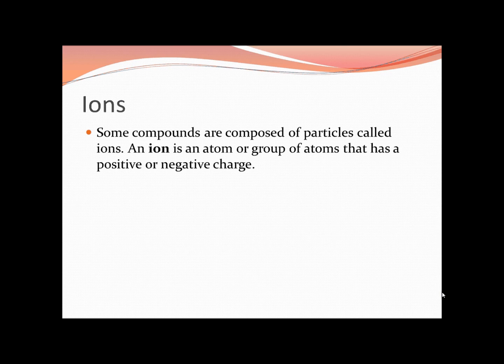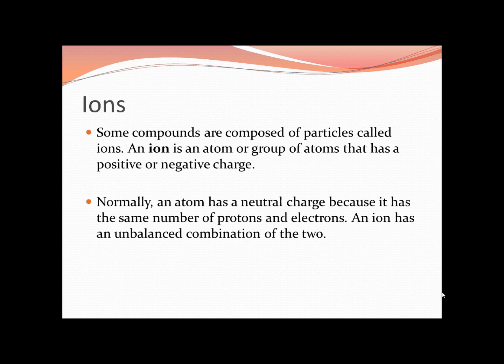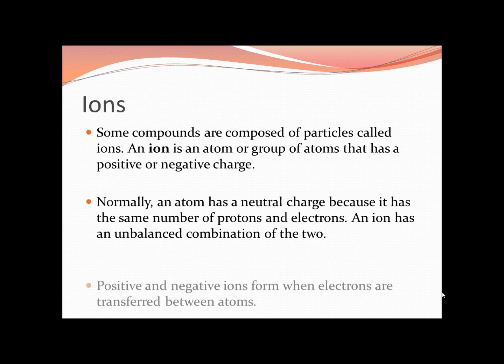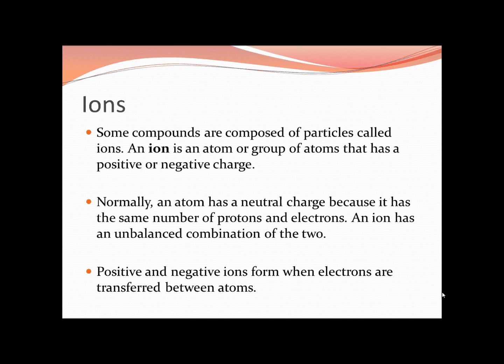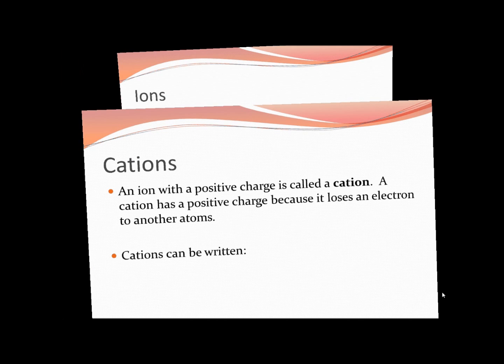The next has to do with ions. So an ion is an atom or group of atoms that has a positive or negative charge. Normally, an atom has a neutral charge because the protons and electrons are equal to each other. But an ion can have an unbalanced combination of the two. Positive and negative ions form when we transfer electrons between atoms. And we'll see that more in Chapter 7 and in Chapter 8.